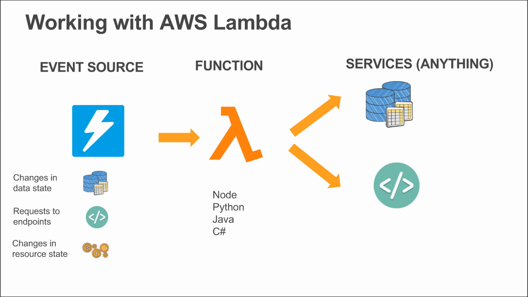The event source could be a change in data state or a change in resource state of things which are built on AWS, or it could be requests to public endpoints, or actually a direct API call made to AWS Lambda. In response to these events, the Lambda function will run your code, and since you control the code, you can have that code interact with anything downstream, whether it's some other database or some other endpoint which you are going to be talking to.